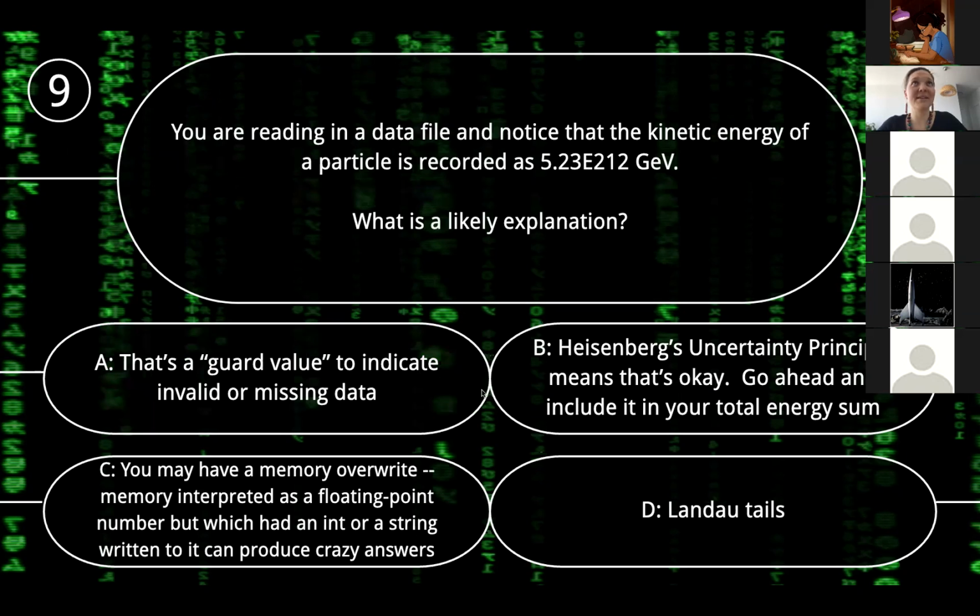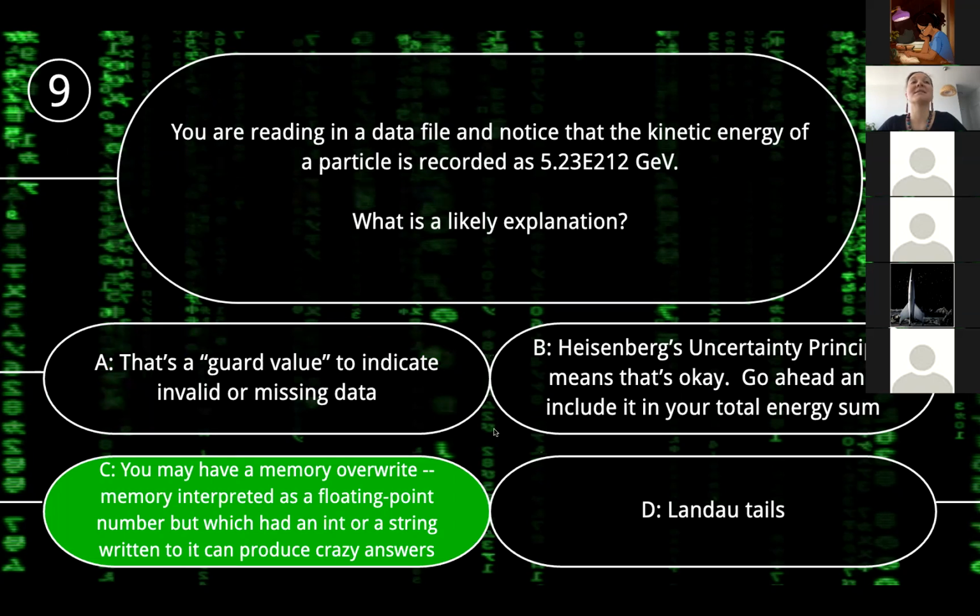Question 9. You're reading in a data file and notice that the kinetic energy of a particle is recorded as 5.23 to the power of 212 GeV. What is a likely explanation? So this is not a guard value anymore. The likely explanation is answer C. You may have a memory overwrite.